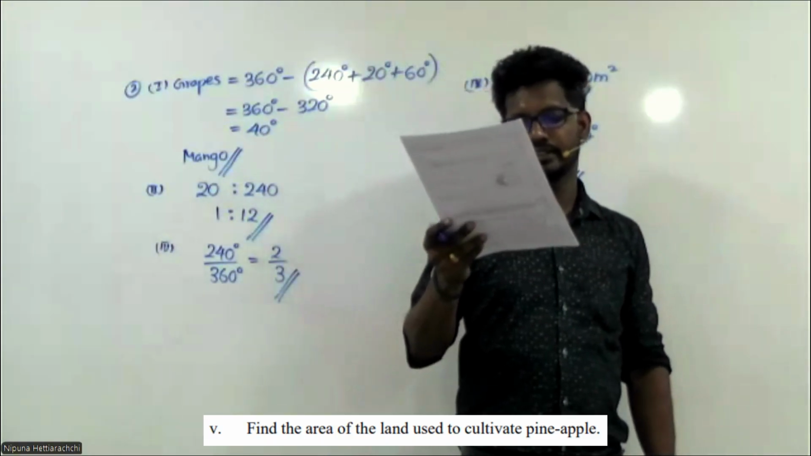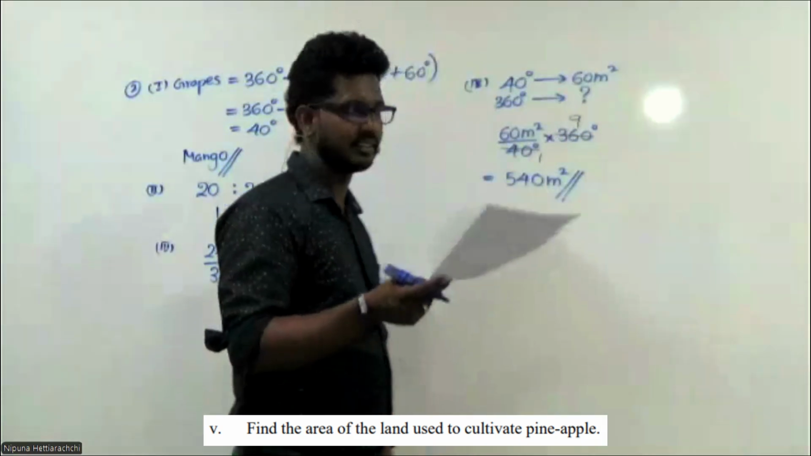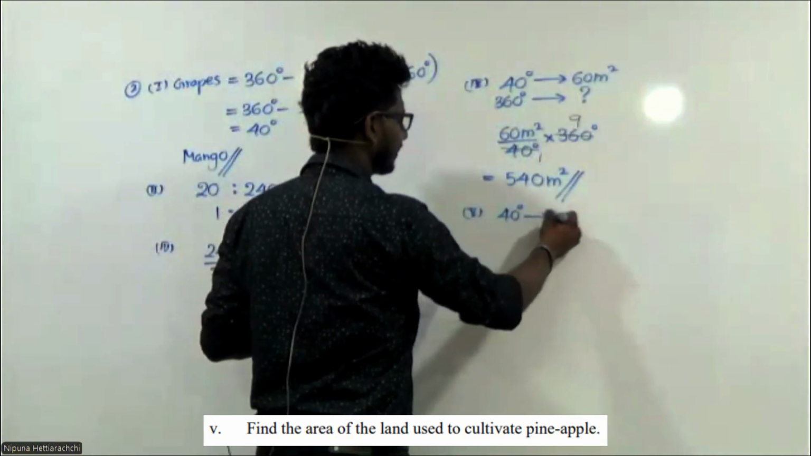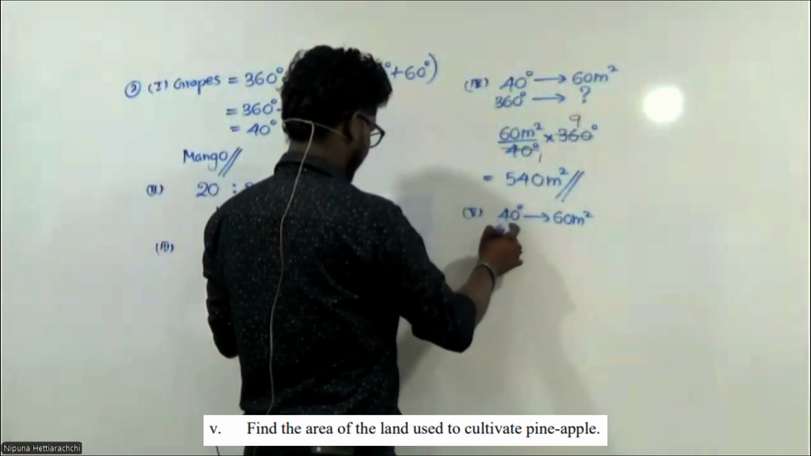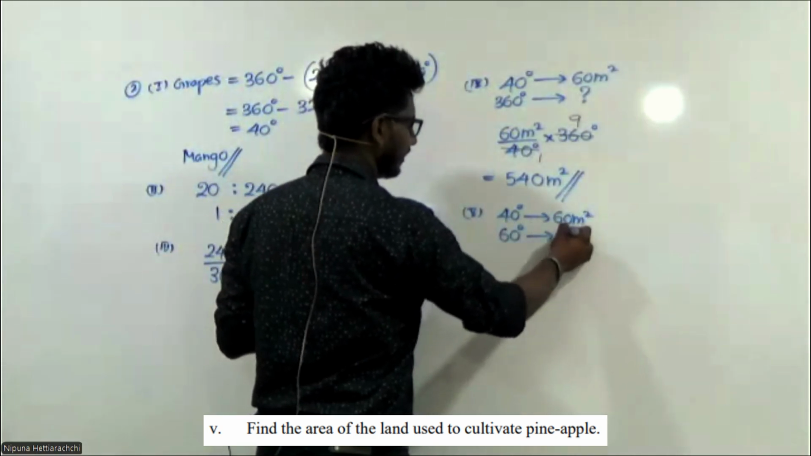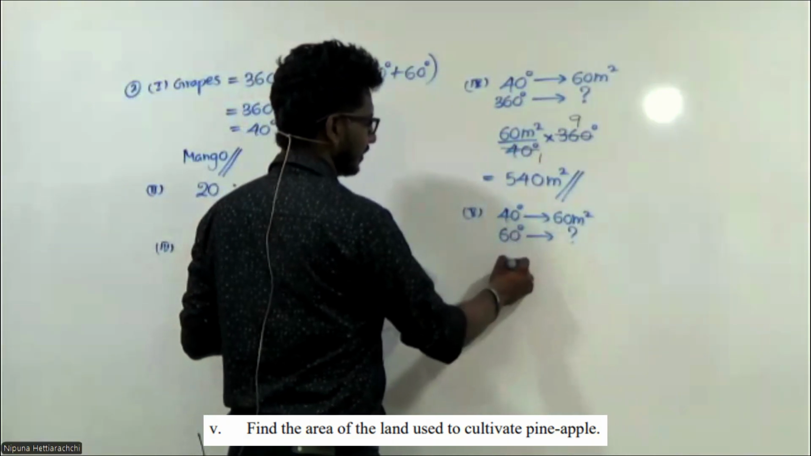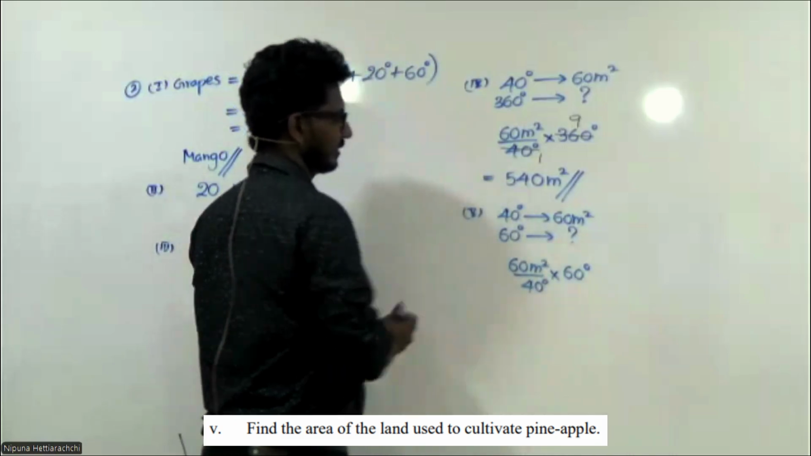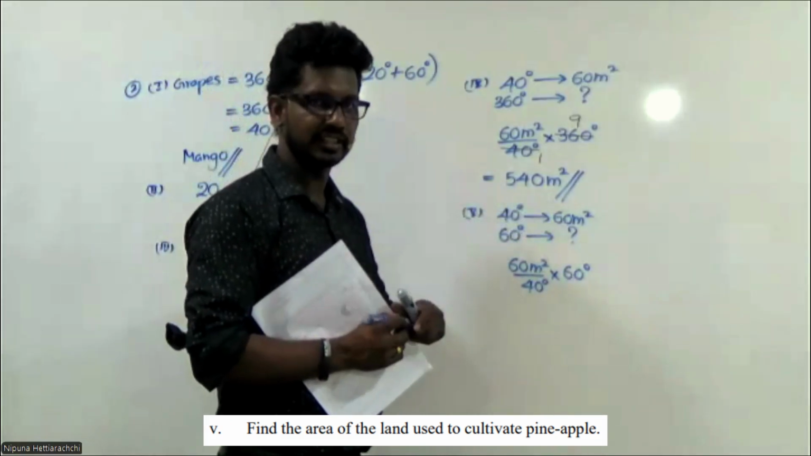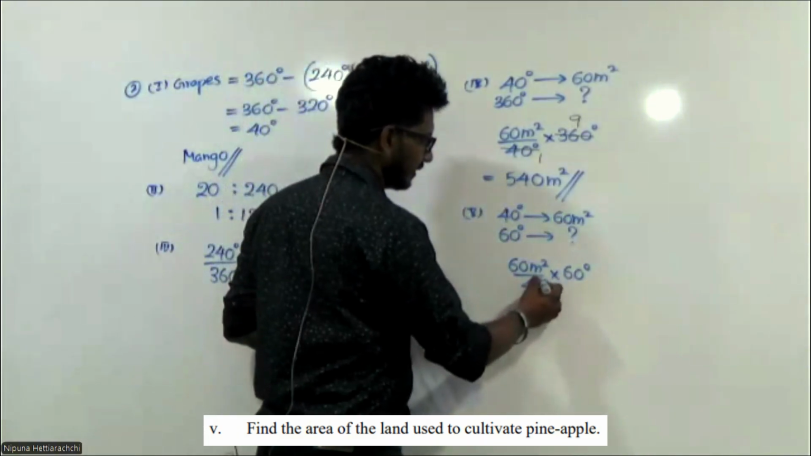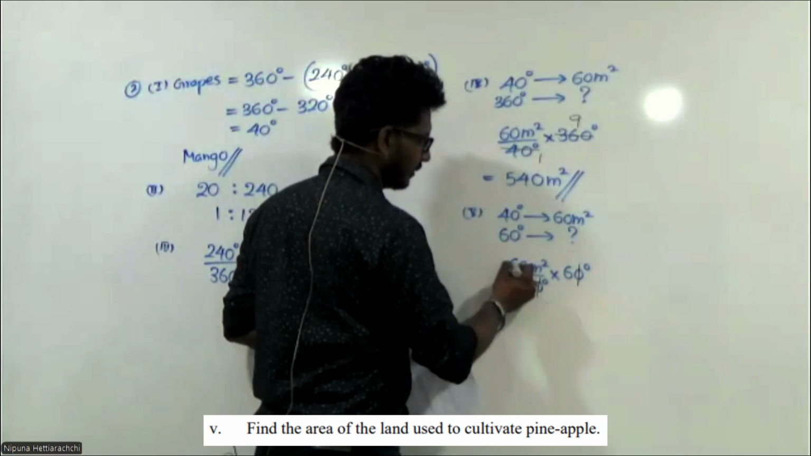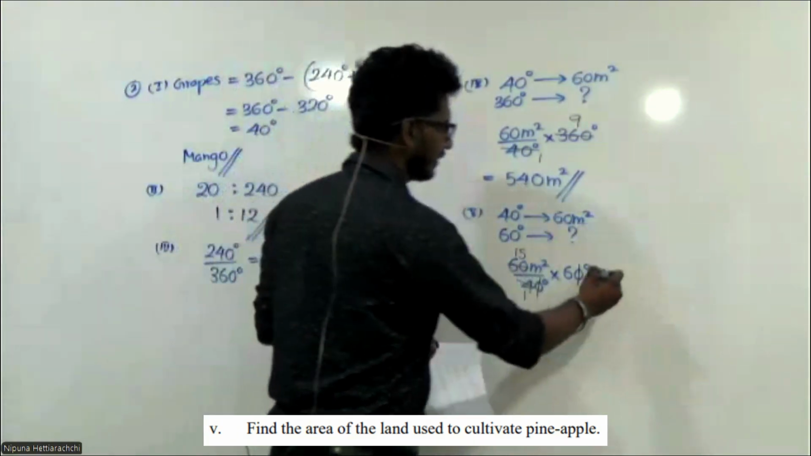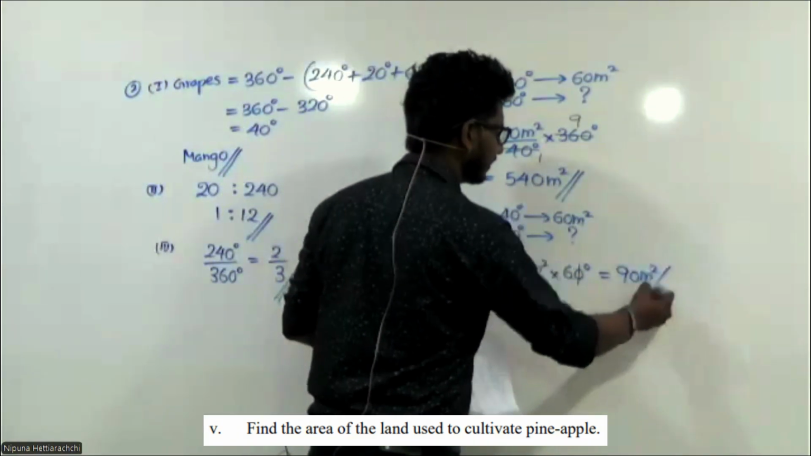Next, find the area of land used to cultivate pineapple. Pineapple is 60 degrees. 40 degrees is representing 60 square meters. We need the pineapple: 60 degrees is representing which area? 60 square meters divided by 40 degrees, multiplied by 60 degrees. 4 times 15, 15 into 6 is 90. Then the answer is 90 square meters.